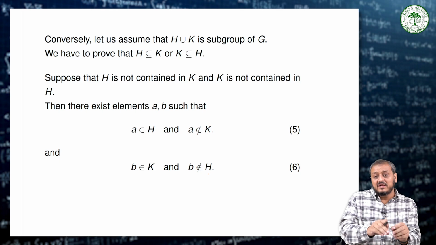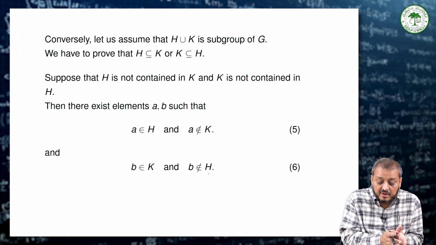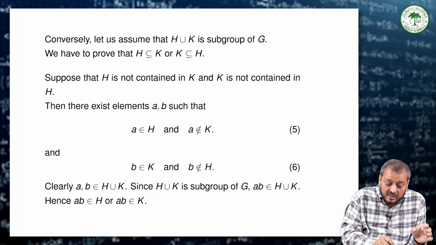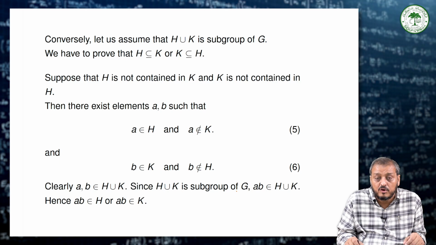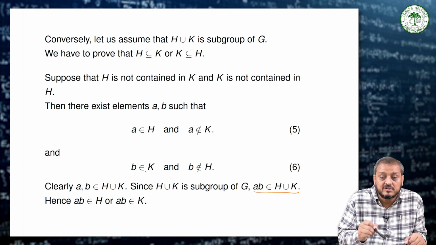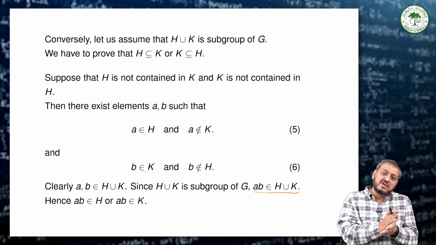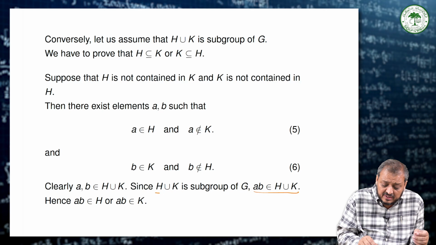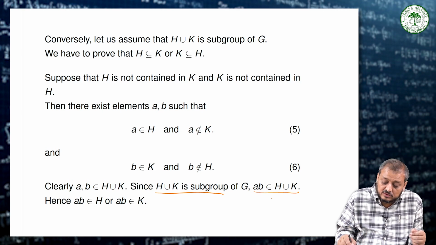So if A is an element of H, then A is not an element of K. If B is another element, B is an element of K, but we assume that B does not belong to H. So clearly A and B are elements of H union K, and since H union K is a subgroup of G, then AB also belongs to H union K. So A is an element of H, B is an element of K, A and B are elements of H union K, and since the given condition is that H union K is a subgroup, we have to say that AB belongs to H union K.